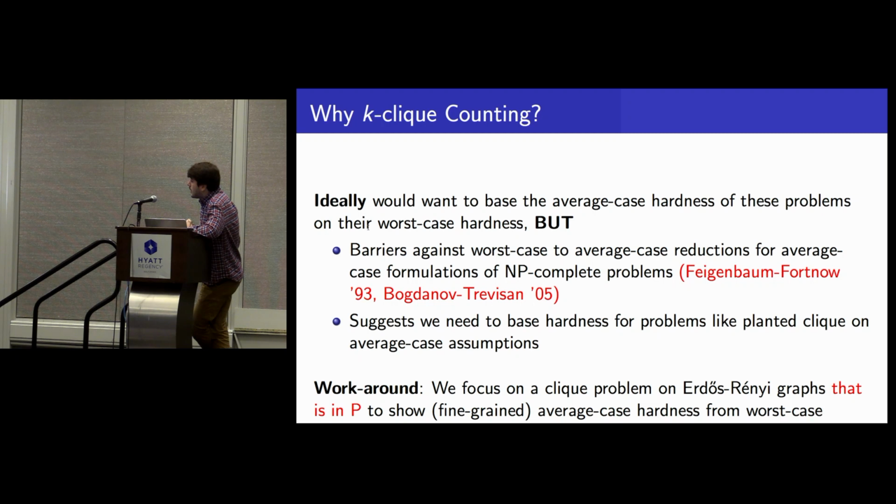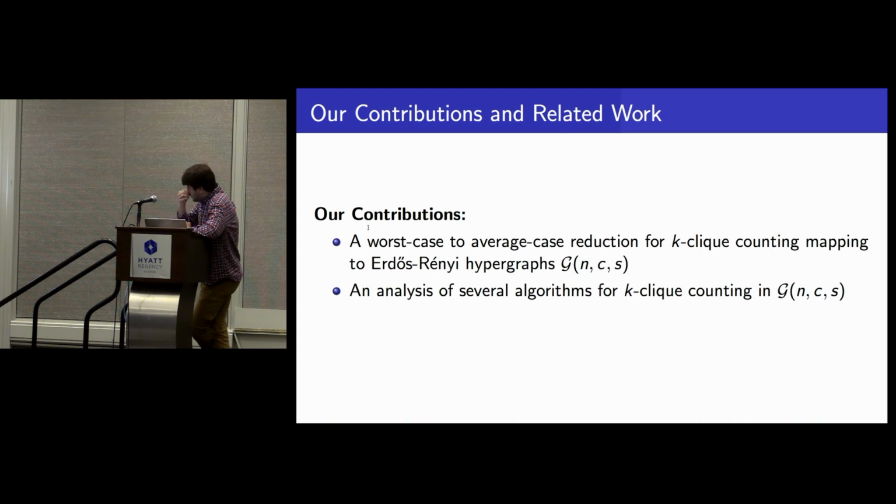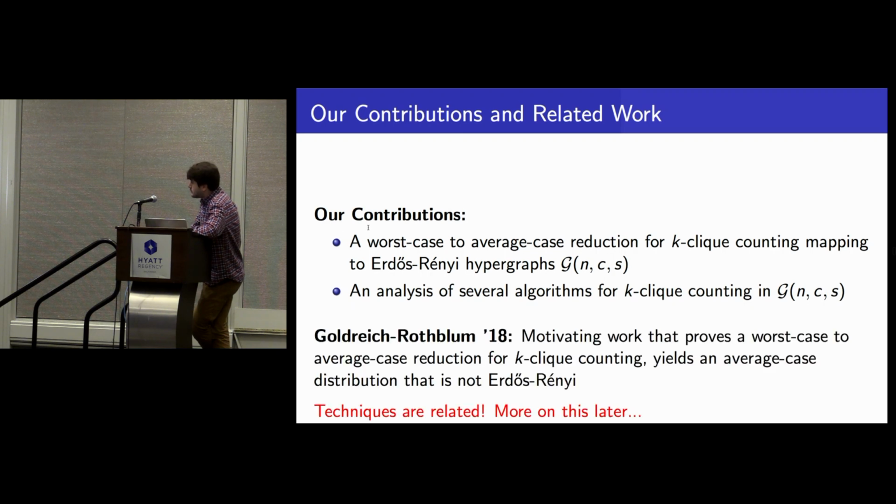And we can show fine-grained average case hardness from the worst case. So our contributions are, one, a worst case to average case reduction for clique counting, such that if we had a black box that counted k-cliques on Erdos-Renyi hypergraphs, then we could use it to count k-cliques on worst case graphs. And also analysis of several algorithms for k-clique counting, which I've sort of already mentioned.